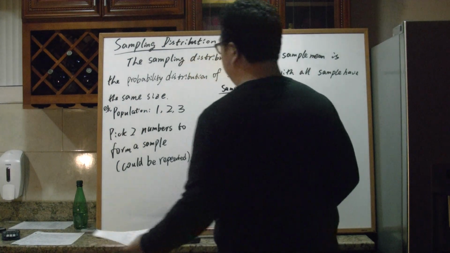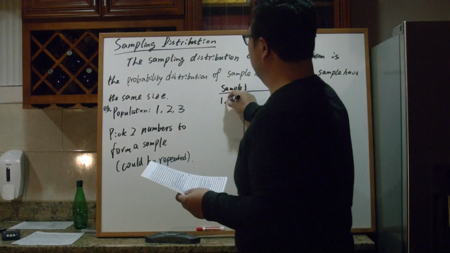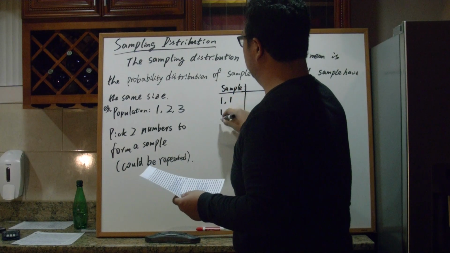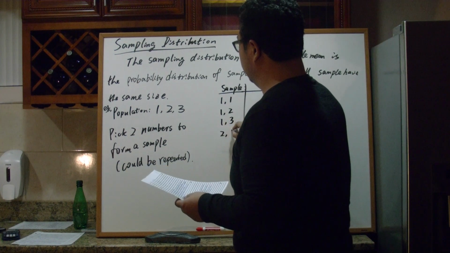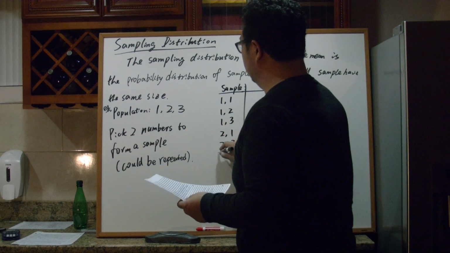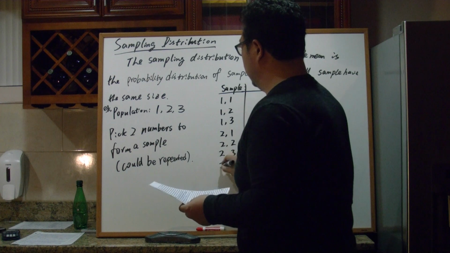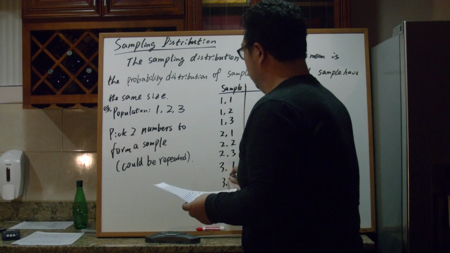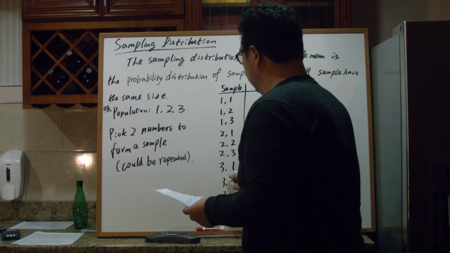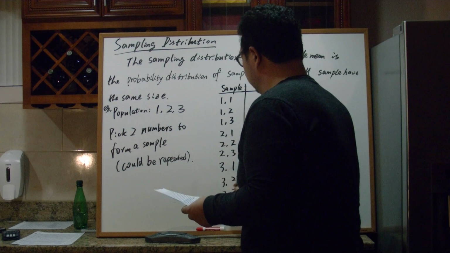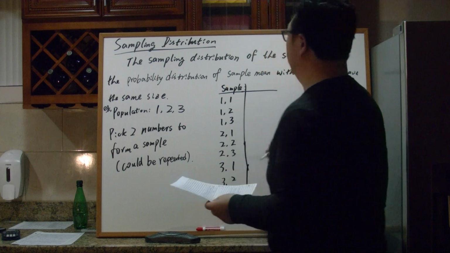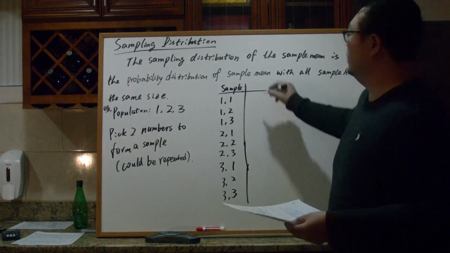From the numbers 1, 2, 3, we can get the samples (1, 1), (1, 2), and (1, 3). We can get the first as 2: (2, 1), (2, 2), and (2, 3). We can get (3, 1), (3, 2), and (3, 3). Right, those are the samples.